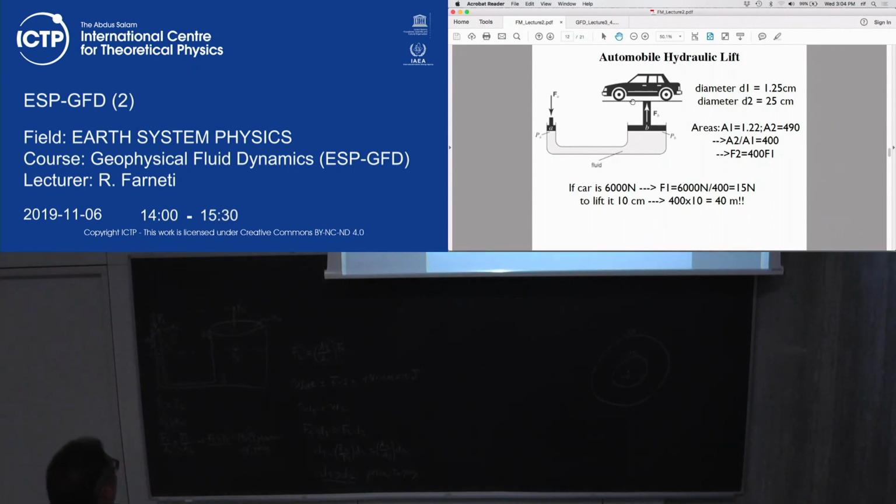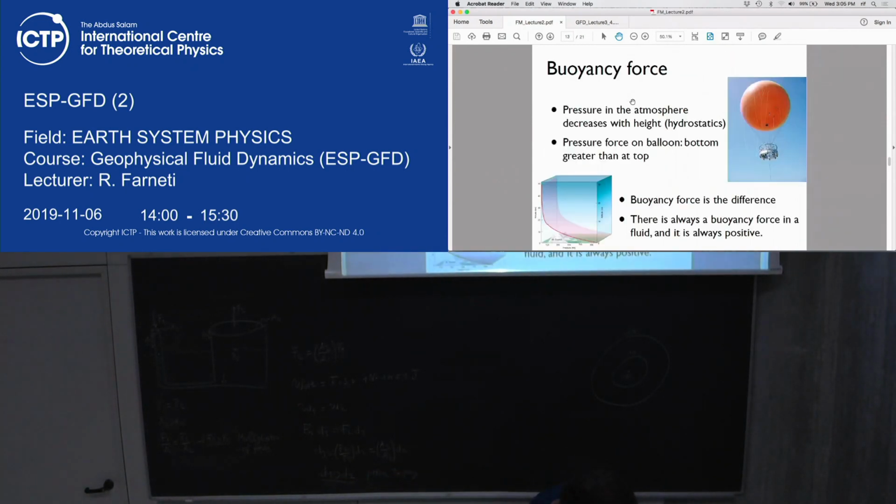A 40 meter long D1 in order to lift the car 15 centimeters, in order to maintain the two work equal. But that's a nice application of hydrostatic balance. No questions, I guess.